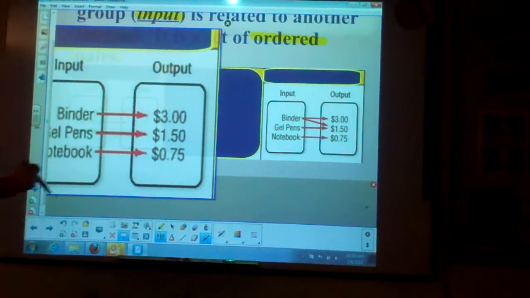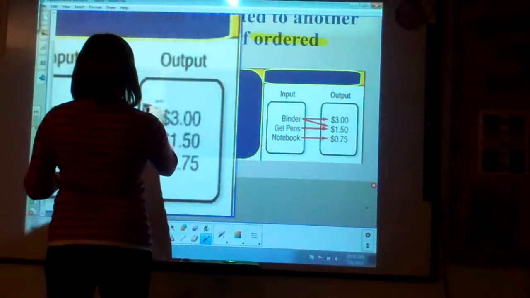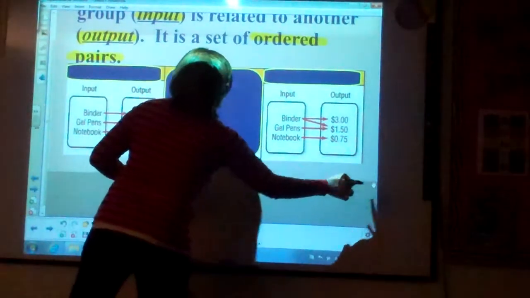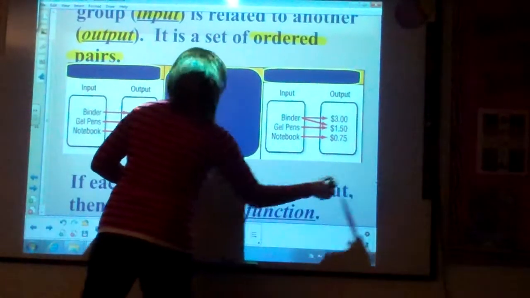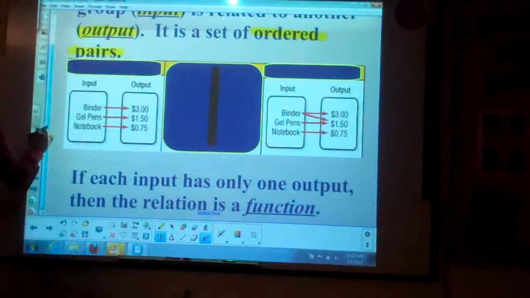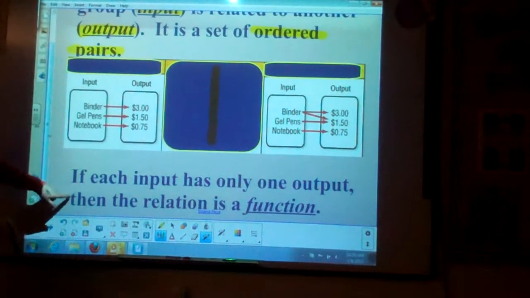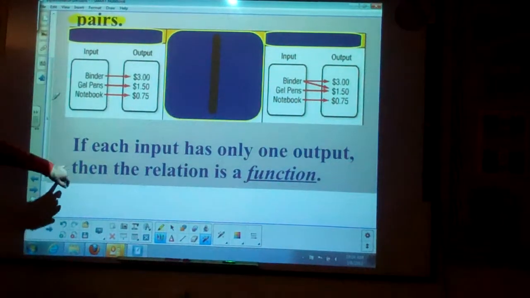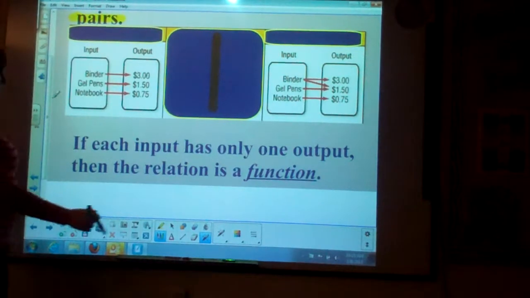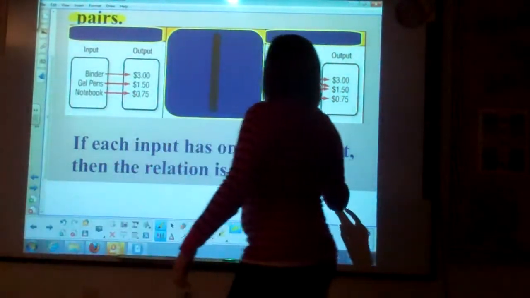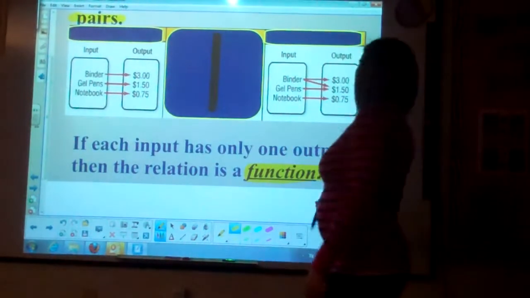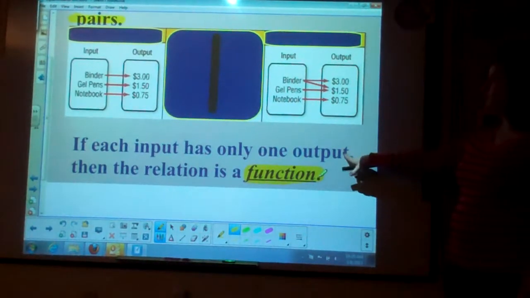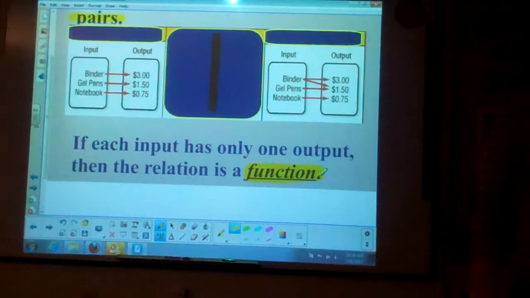Okay. So then we also have, let me do this. Okay, so the next thing down here, it says if each input has only one output, then the relation is a function. So if each input has only one output, then the relation is a function.